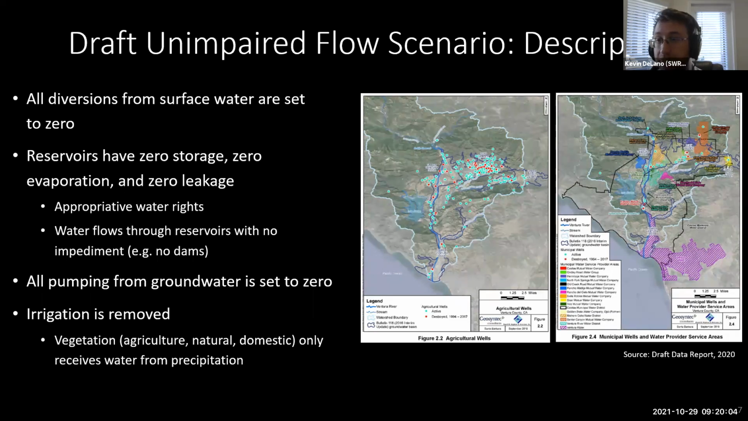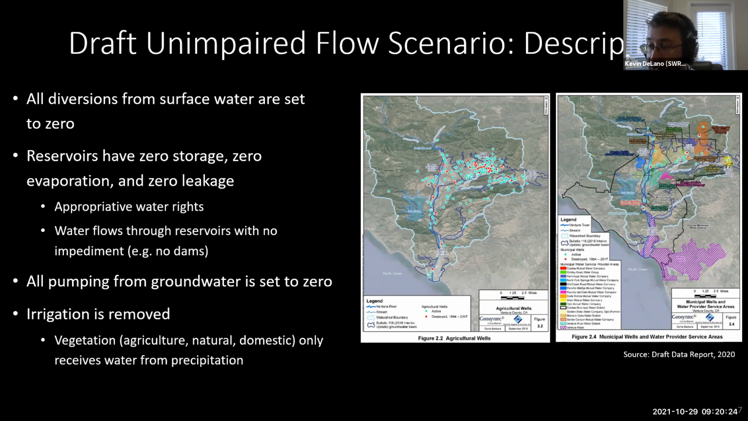And that's because it's a bookend. It's just to create a water budget where we can understand how much water exists in the watershed under existing conditions, and then from there, how can that water be used for both human and ecosystem reasonable beneficial uses?